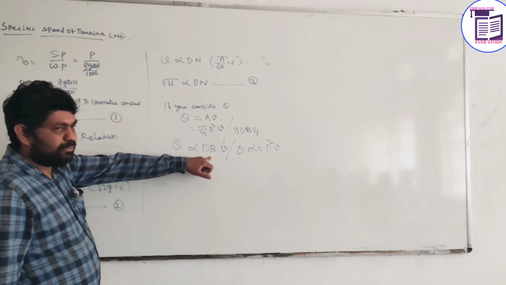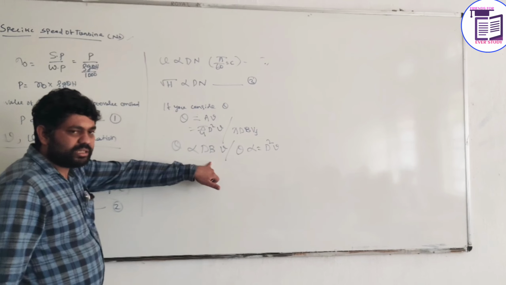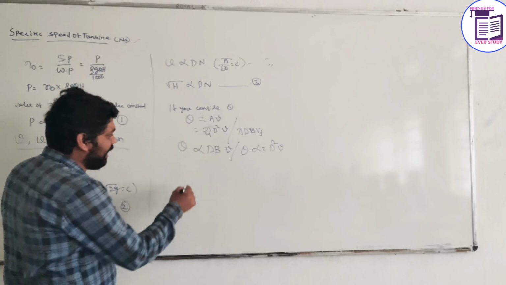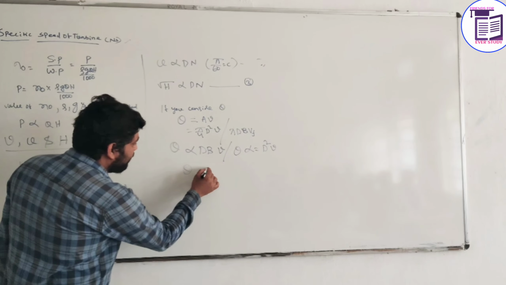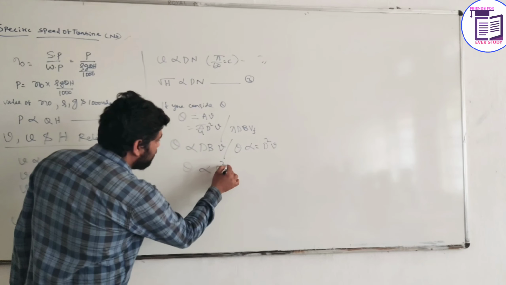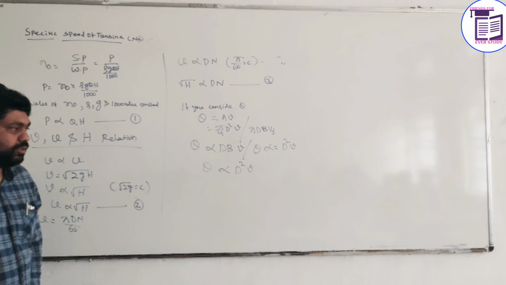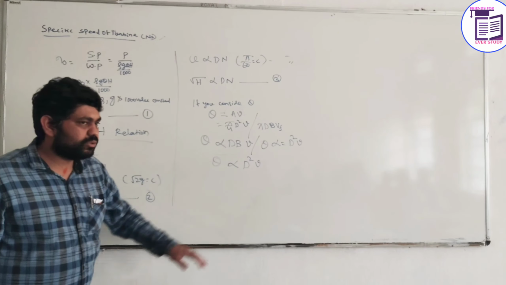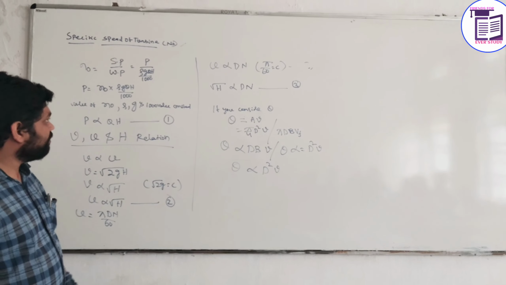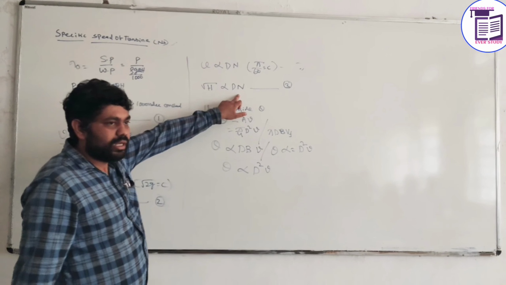Then dB are mutually proportional, or directly proportional, to each other. You can also write Q directly proportional to d square B. So Q is directly proportional to d square B. Here root h is directly proportional to dn.